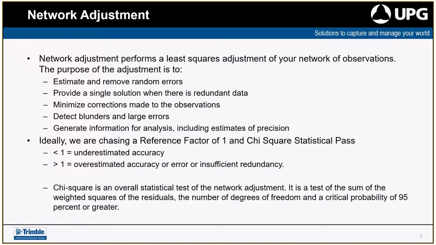So going back and giving a little bit of a rundown on what we would be looking at for a network adjustment. Ideally, we're looking for a reference factor of 1 and a chi-squared test pass value. If it doesn't go through that, and you for instance get a value that's less than 1, we've underestimated the accuracies, and we might need to come back through and tweak our figures, our standard deviations, and work out what potentially we could have done.